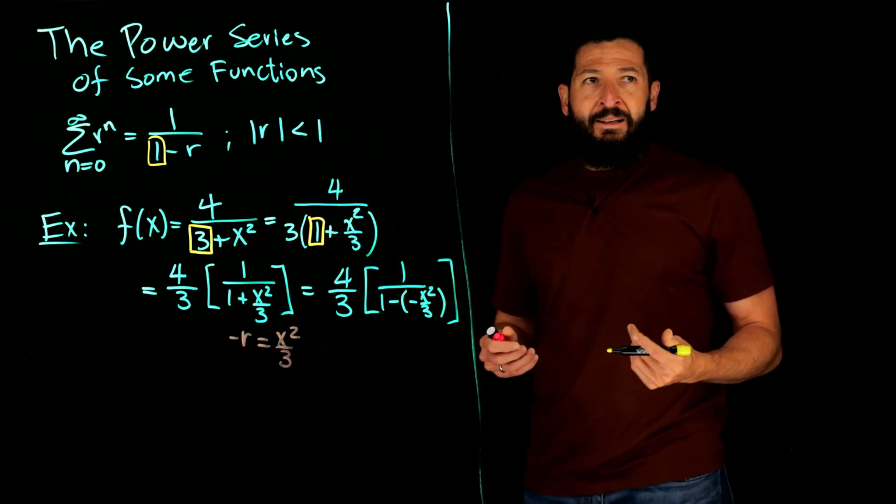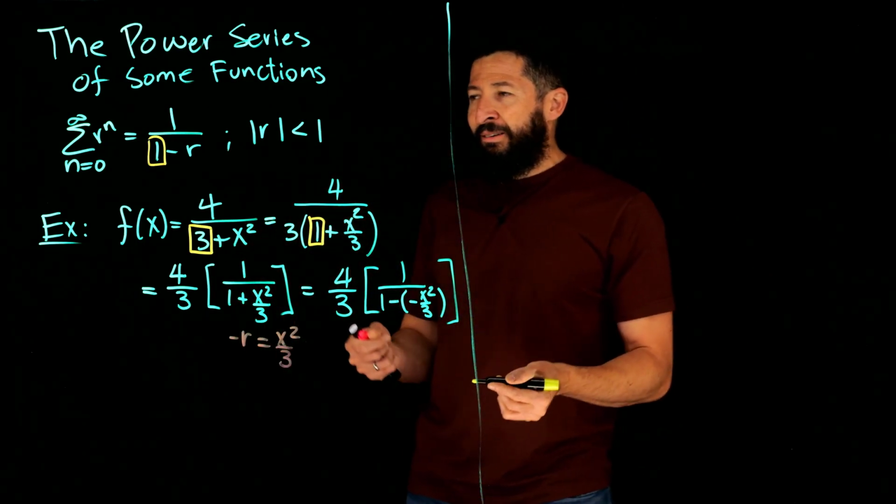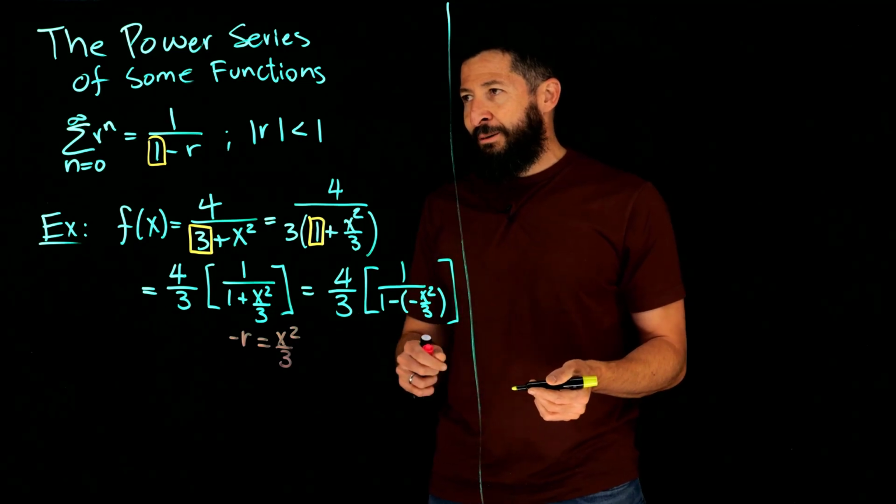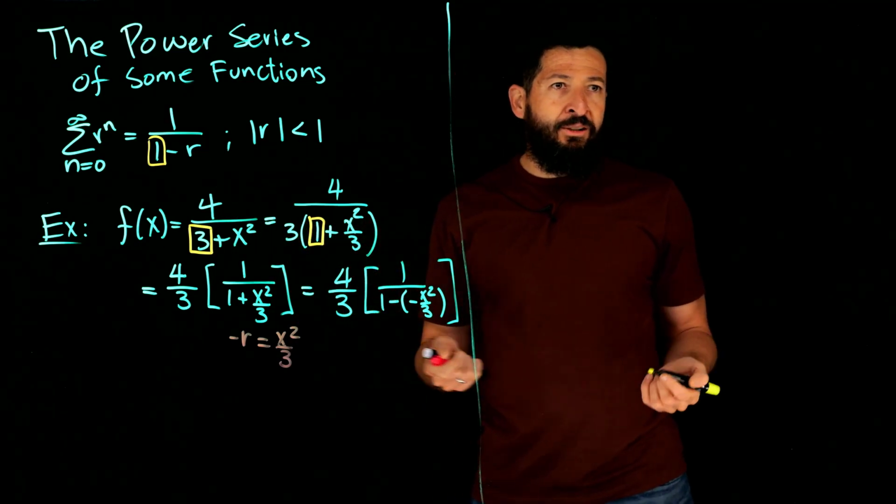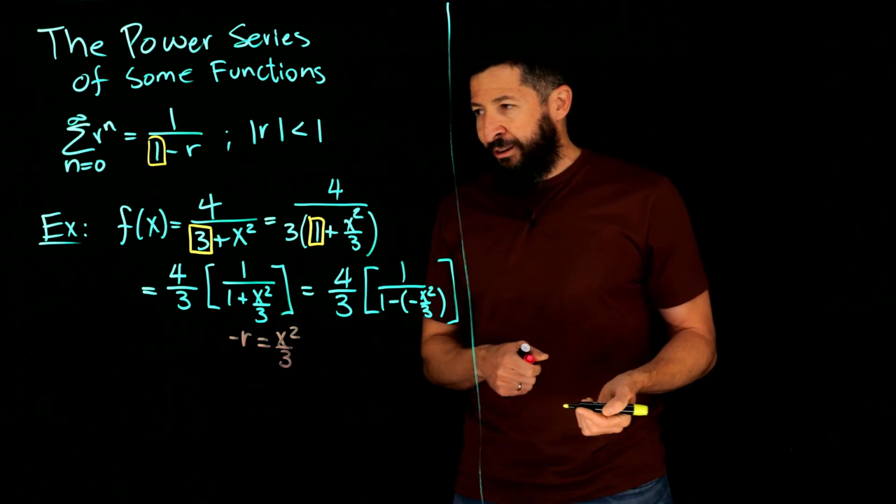So you see, you really are trying to force whatever function we give you, which is going to be a rational function, to look like that. Because then you can use your geometric series to rewrite it.